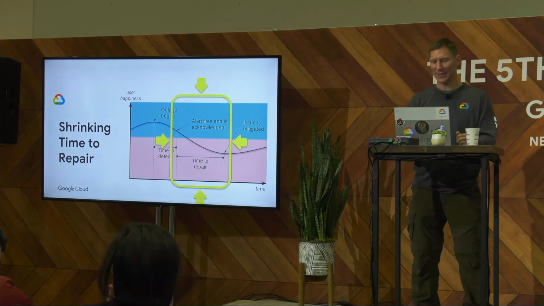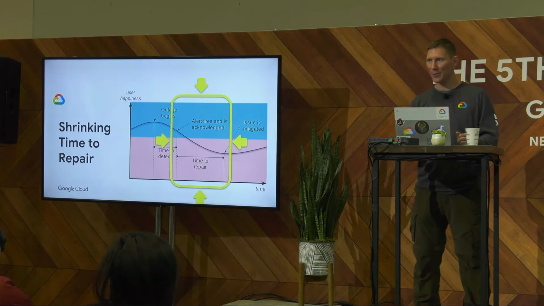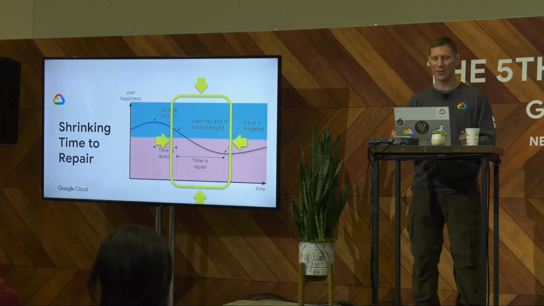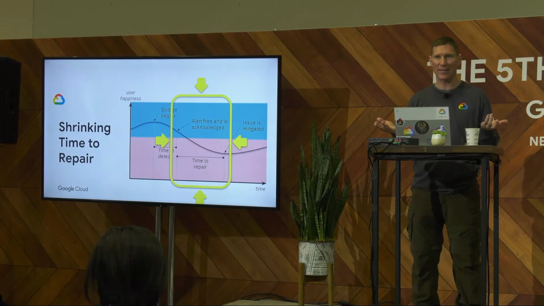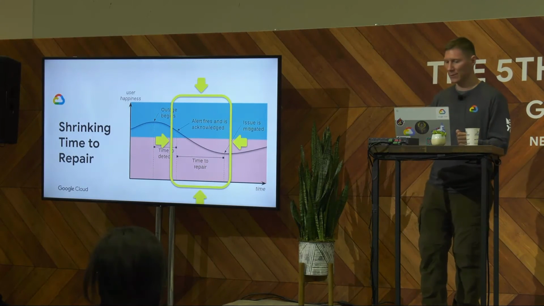So shrinking time to detect was all technical tasks. Shrinking time to repair, though, is mostly about people, policies, training, and most importantly, stress management. Even if you alert super efficiently, what good is it if everybody panics when you get the alert? In my opinion, this is the most important section to focus on.